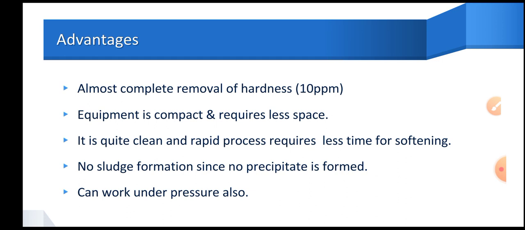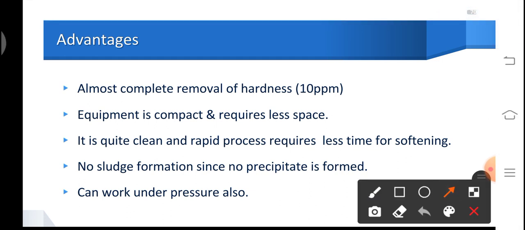Let us now talk about the advantages of this process. Almost complete removal of hardness; a residual hardness of 10 ppm is produced. So this process is better than the lime soda process, where a residual hardness of 20 to 30 ppm is obtained. The equipment is compact and requires less space. If we compare this zeolite process with lime soda, this equipment is compact. It is quite a clean and rapid process.